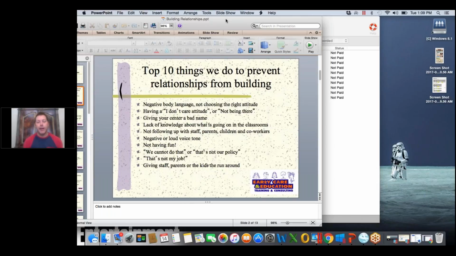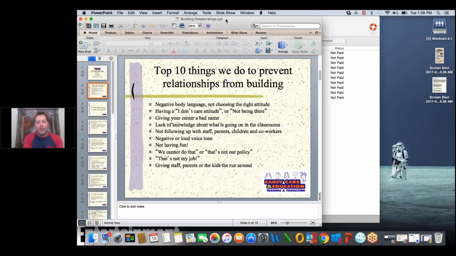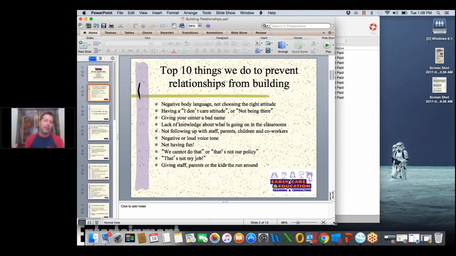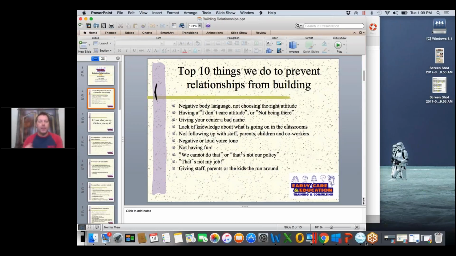The next thing that we do that prevents relationships from being built is having that I don't care attitude. And kids pick up on this too. They're really, really smart. Their intuition is amazing. And this is something else that we have to model to them and talk about, whenever you have that I don't care attitude, how that affects other people. And this kind of goes back to teaching the empathy part of it.